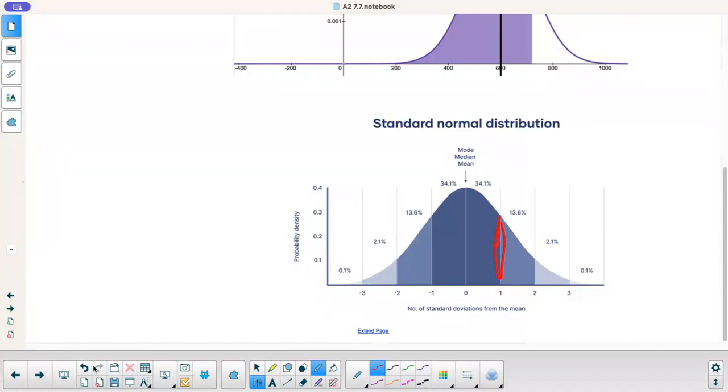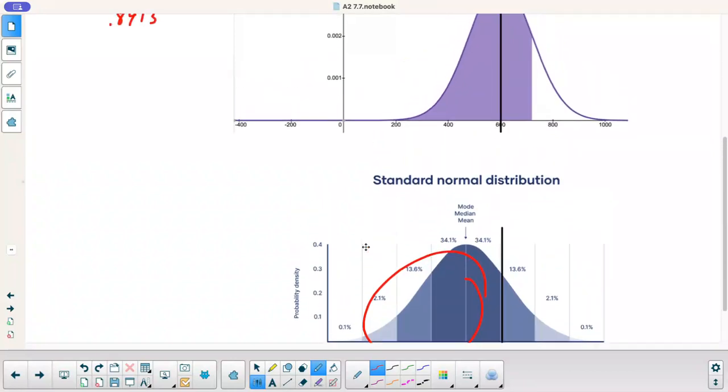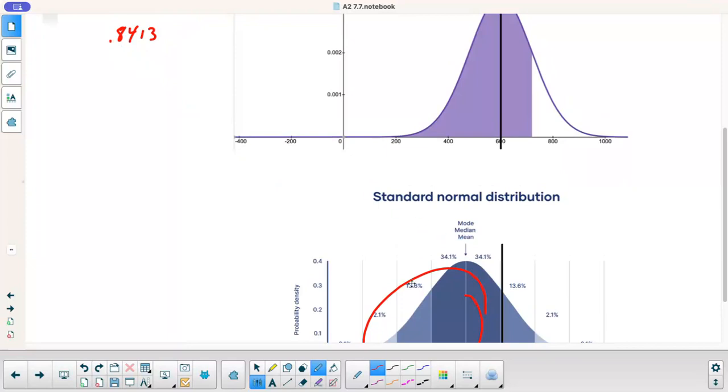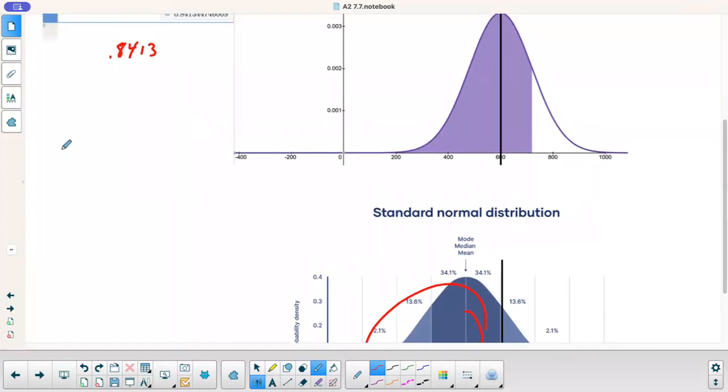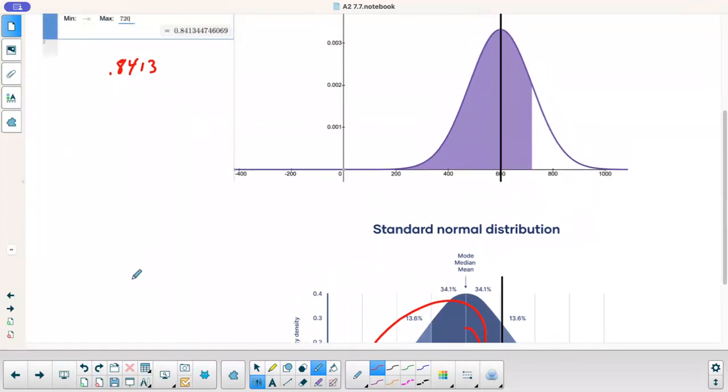Let me draw a straight line here. It's going to be from here on over here. So if I added up all these numbers here, 34.1, 34.1, 13.6, 2.1, 0.1, it would be really close to what we got here. But again, these are rounded. This is much more accurate using technology.